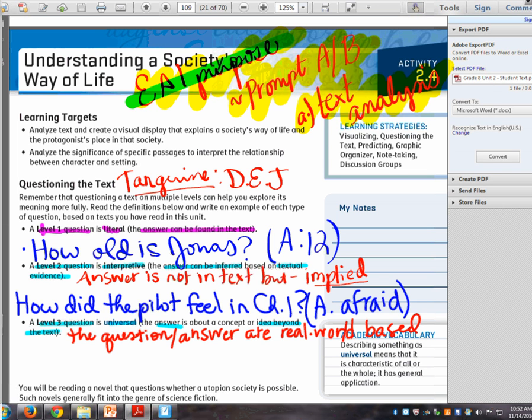So here's an example of a universal question. It talks about something in the book, but it also talks about how it can be applied to the real world. Here's an example.